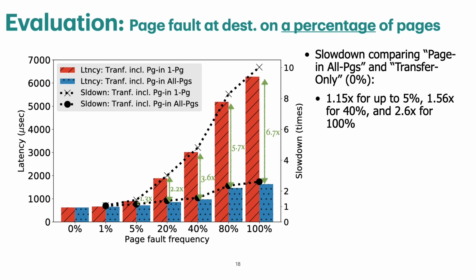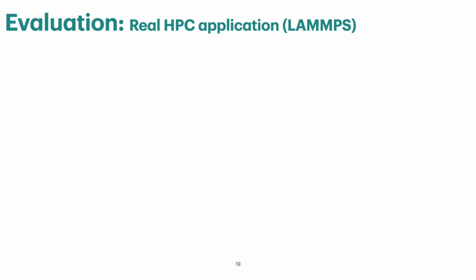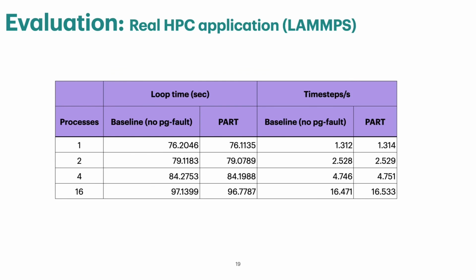We also have evaluated a real HPC application called LAMMPS, which involves multiple RDMAs for various transfer sizes. We have used a number of processes that is depicted here, and we have seen 2 measures that actually matter for the LAMMPS, that is the loop time and the time steps.